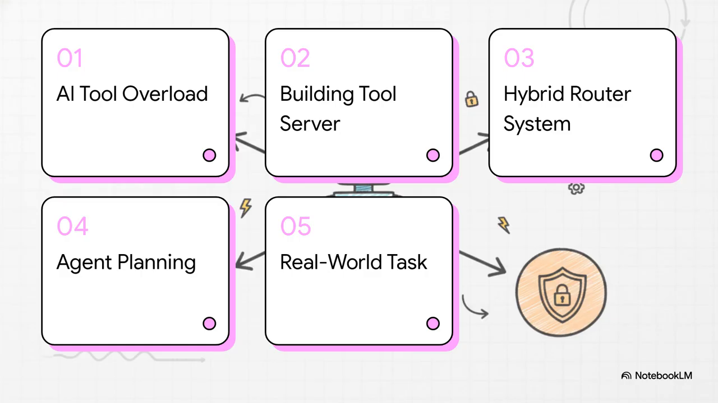So here's our architectural blueprint for today. We're going to cover the AI tool overload, building the tool server, the hybrid router system, agent planning, and finally, real-world task execution. Let's get to it.